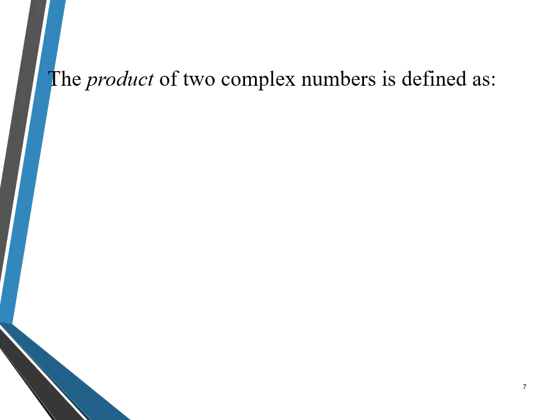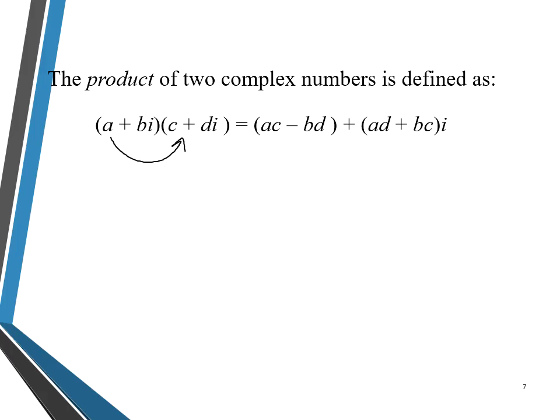Now the product of two complex numbers. We have to do the FOIL method. So a times c, a times di, bi times c, and bi times di. And keep in mind i squared equals negative 1. So anytime we have i squared, we need to replace it with negative 1.